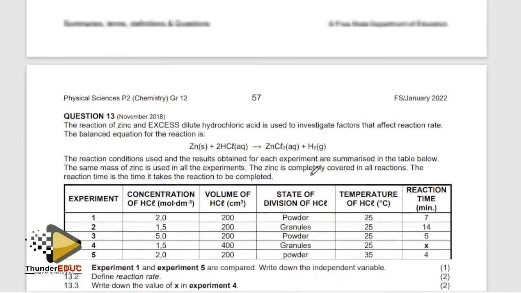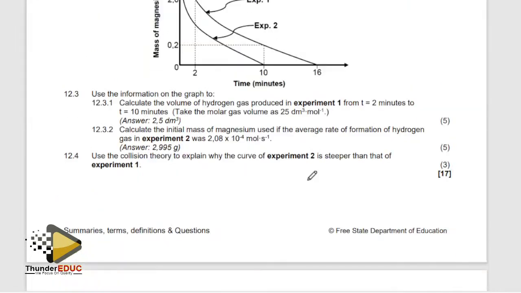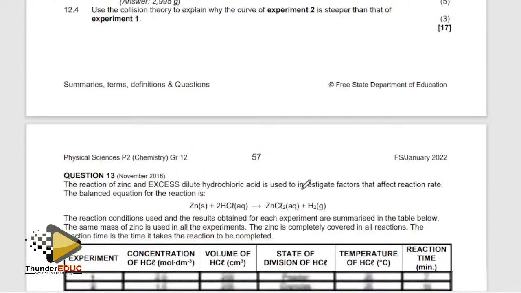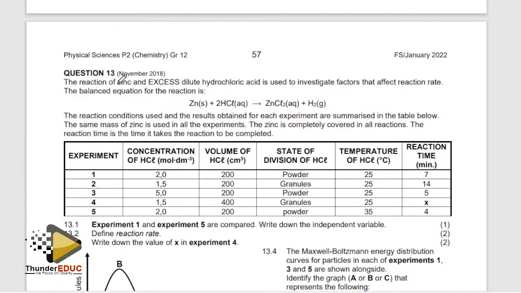Let's look at this experiment. They're saying that zinc reacts in excess. Guys, the moment they talk about zinc in excess, it means that this one will never be a limiting reagent.